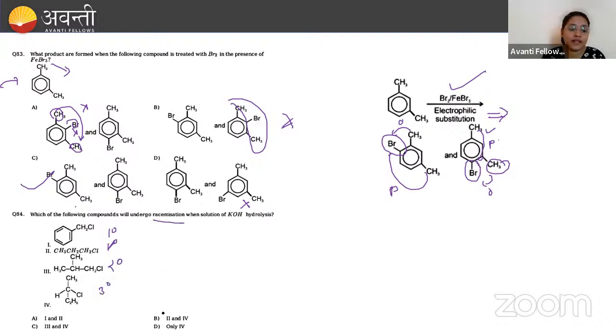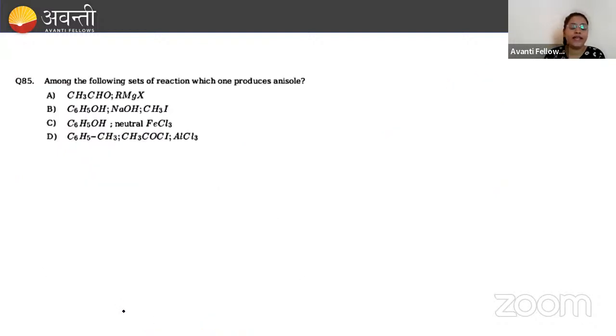When does racemization take place? Racemization takes place when our reactant molecule is tertiary. So that's why this is an SN1 type of reaction. So only 4 will be the answer. So only this compound is going to give us racemization when it undergoes hydrolysis with KOH. Right? Any doubt in this? Okay, let's move on to the next problem.